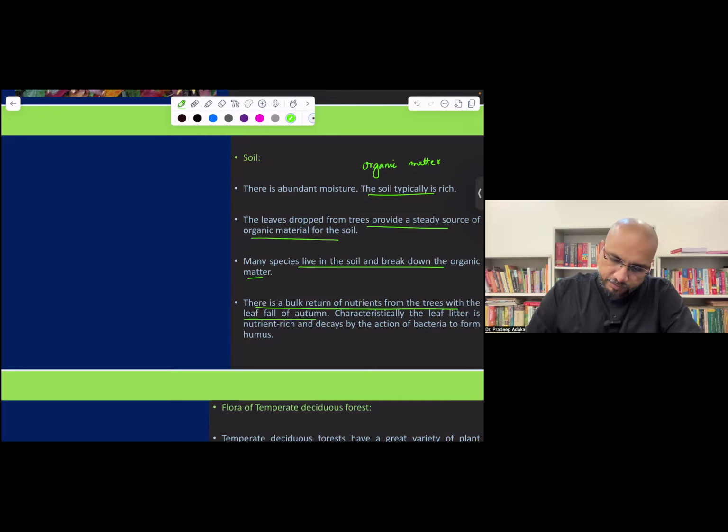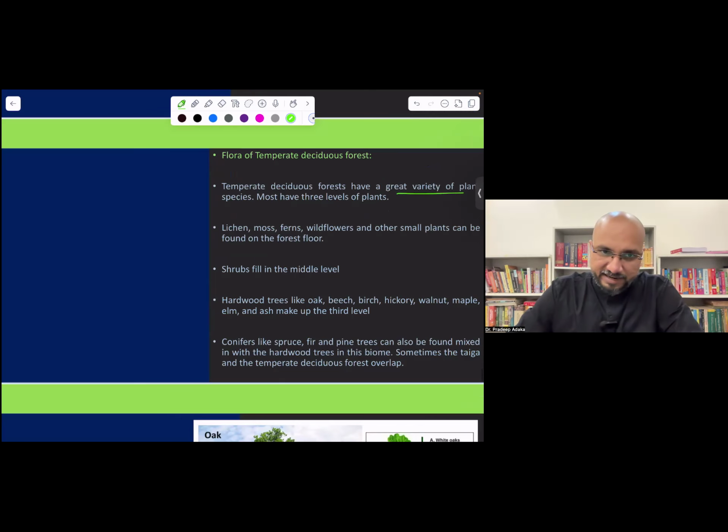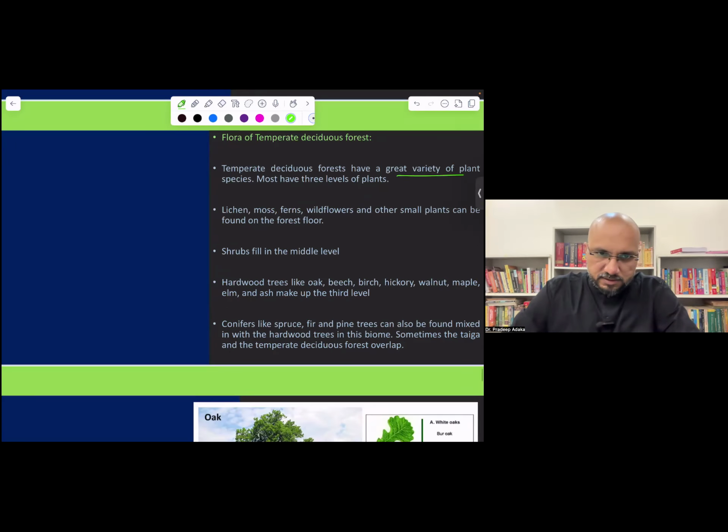So flora, what are the different tree species that you see in the temperate deciduous forest? The temperate deciduous forest has a great variety of plant species. Okay, so we have three levels of plants. First, lichens and moss. Lichens are an algae and fungi association, moss is your bryophyte, and ferns are pteridophytes.